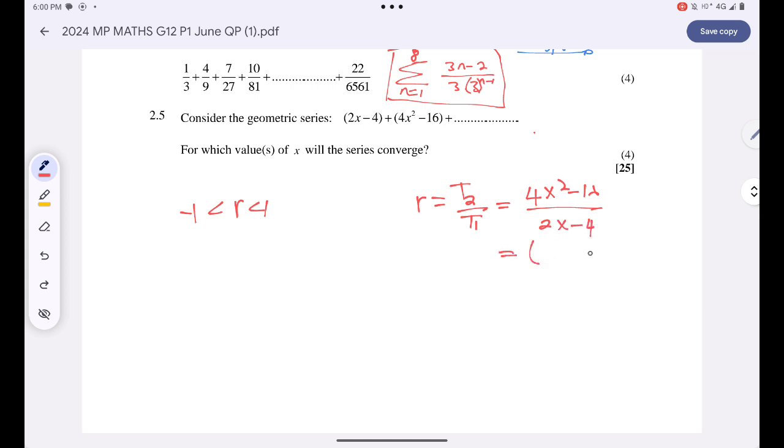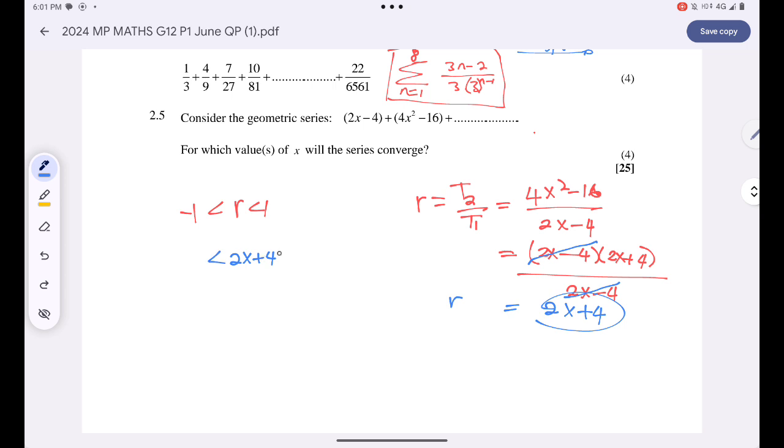I can simply factorize my numerator over there. This is a difference of two squares, right? The square root of 4x squared is just 2x. The square root of 16 is 4 and 4. Then I have minus and plus. At the denominator, I still have my 2x minus 4. Please note that these two will just cancel one another, and hence my common ratio will simply be equal to 2x plus 4. Are you together? So since my ratio is equal to this, I must just go and substitute it over there. That means 2x plus 4 is the one which is supposed to be between -1 and 1.